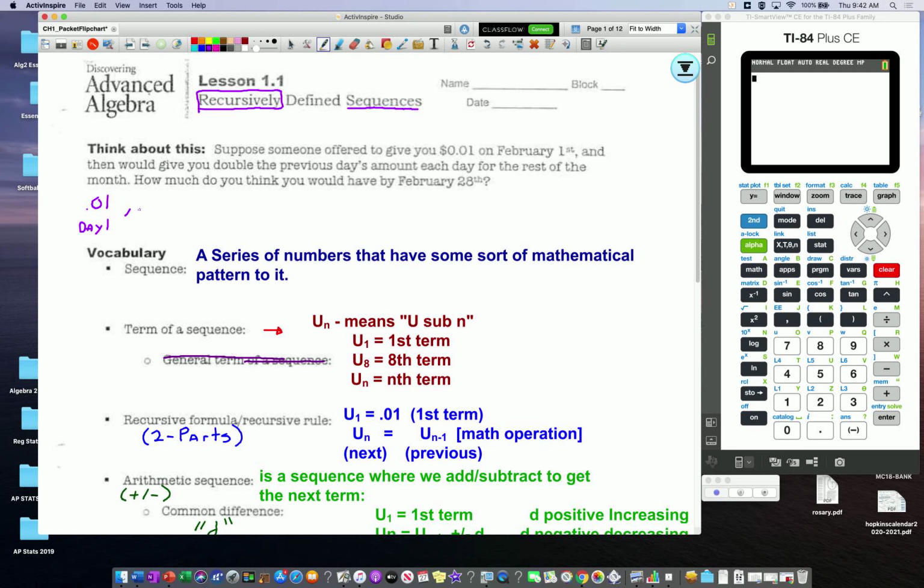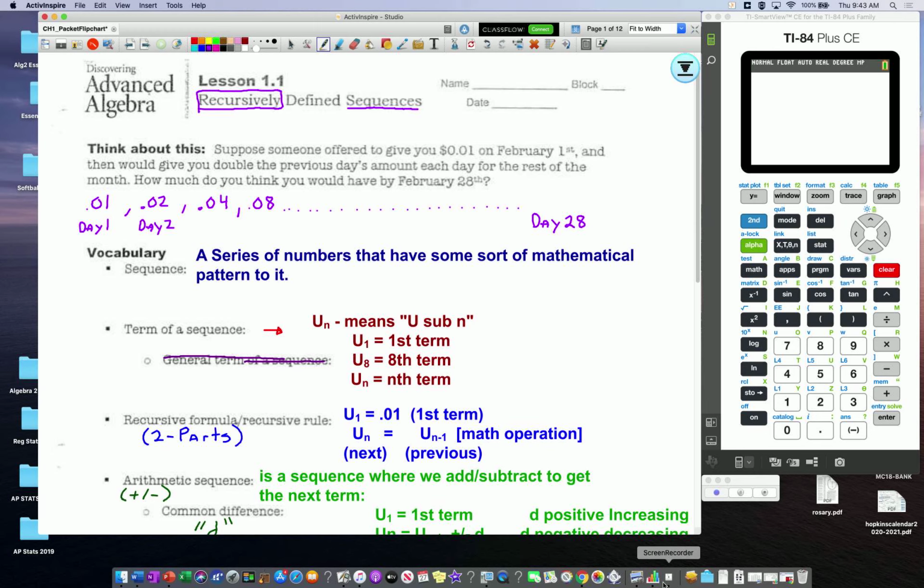We get double it. So on day 2, we have 2 cents. I'm just going to write day 2 here real quick. Day 3, we have 4 cents. Day 4, we have 8 cents. And then we keep on going until we get to day 28. Notice how I haven't written it because I haven't done all that doubling process.